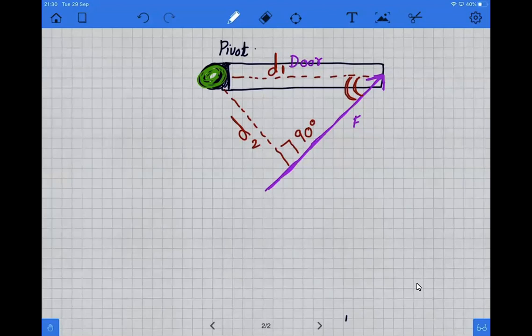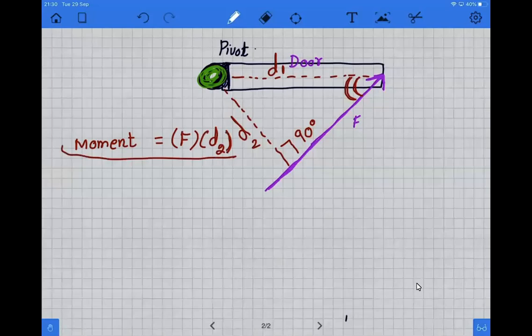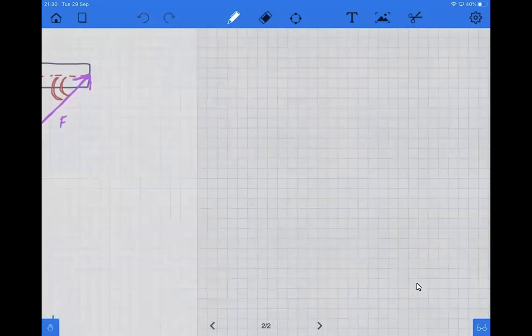So in this example, we'll write moment is the product of force and perpendicular distance of line of action of force from the pivot. So this is the main thing. Let's solve some examples. Example number one.